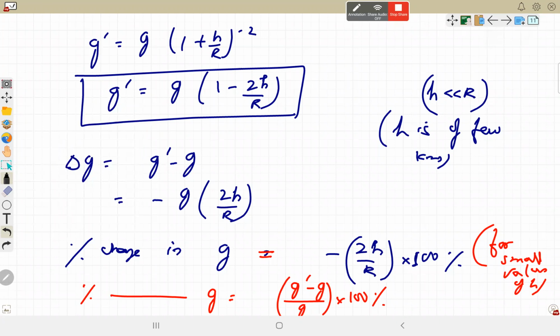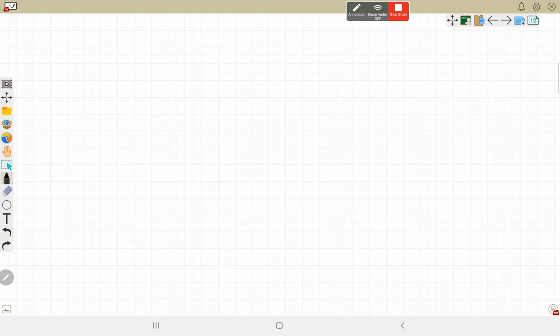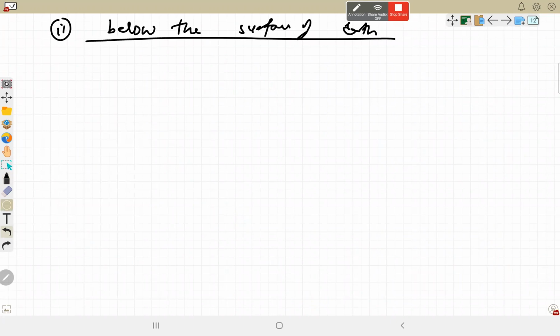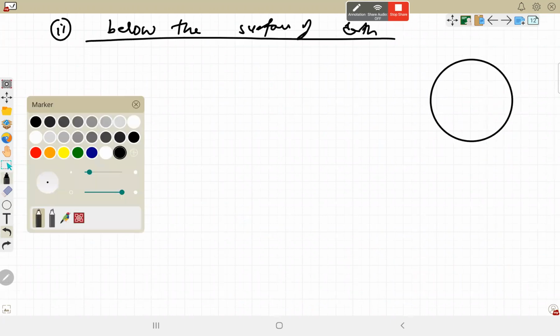Next is below the surface of Earth. When we go below the surface of Earth, then we are going inside the solid sphere, assuming it to be of uniform density. The formula we had for a solid sphere, we can apply here.